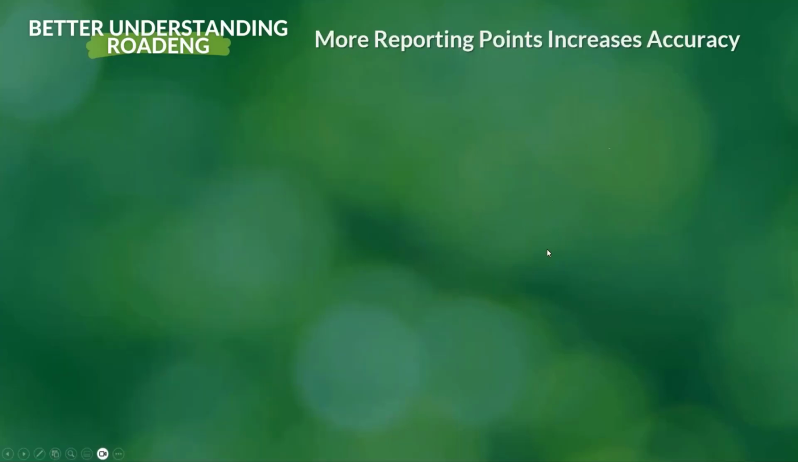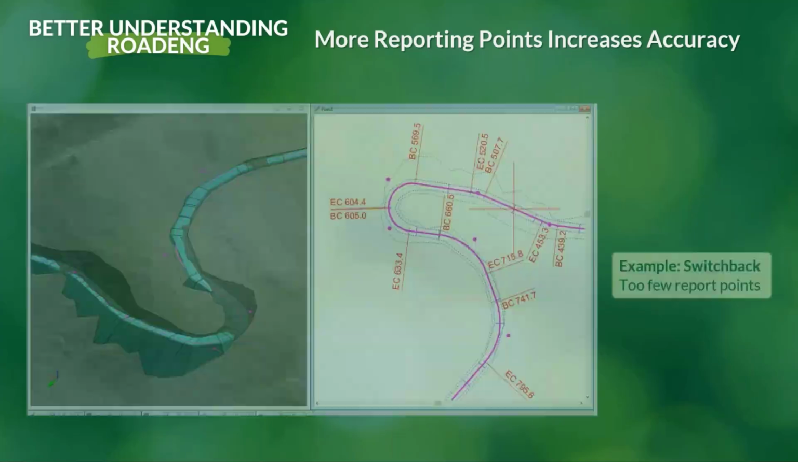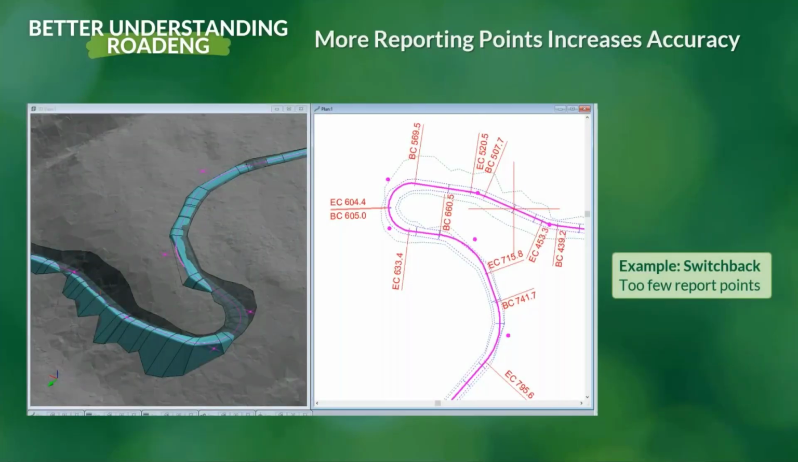So a couple big key concepts around report points. First of all, the more report points you have, the more it's going to increase your accuracy. And I think a switchback is a wonderful example for this. So here's our switchback. You can see in the 3D model here, we display them. All these black lines represent our report points. Now, in this particular switchback, you can see the geometry around some of these sections of the curve is not being accurately modeled. There's not enough report points.